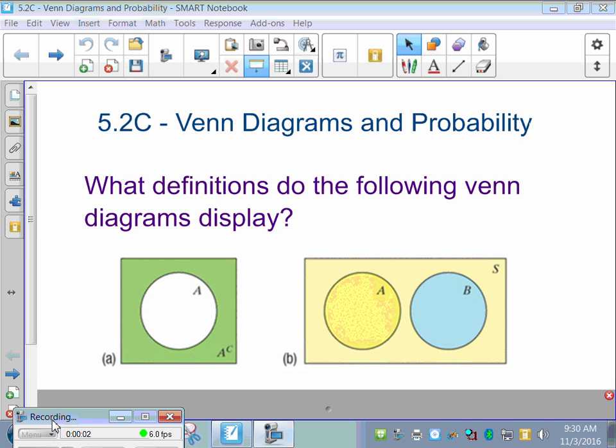All right, you guys, these two pictures display some vocab words that we've learned. Raise your hand if you know either one of them. You can tell me what vocab words they represent. Ginger: the first one is the complement rule.